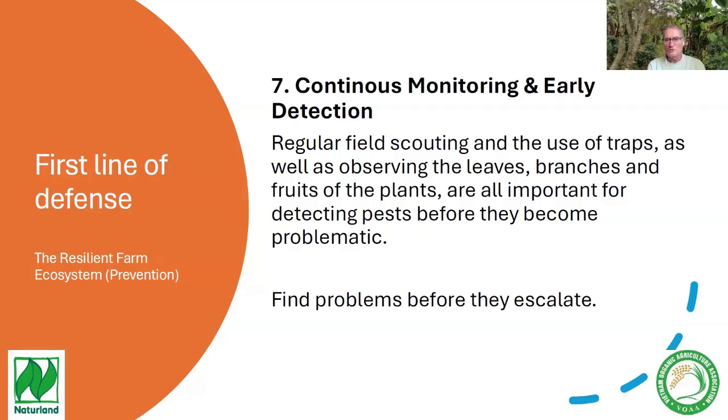And continuous monitoring and early detection, of course, that is important. As coffee farmers, we are at the coffee plantation not only every 2 or 3 weeks, but we regularly go there. We observe the leaves, the branches, or the fruits of the plants, the coffee beans, and we also detect pests, because we want to find the problems before they really come up and make us big problems. So that is also a part of the first line of defense against diseases and pests in coffee.